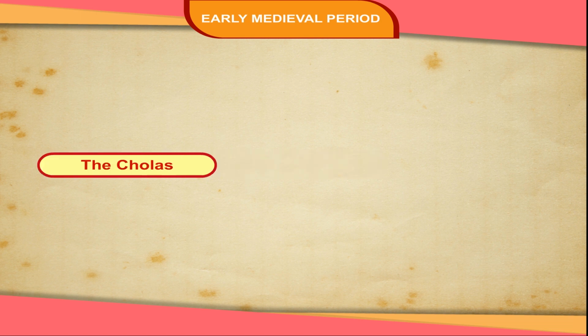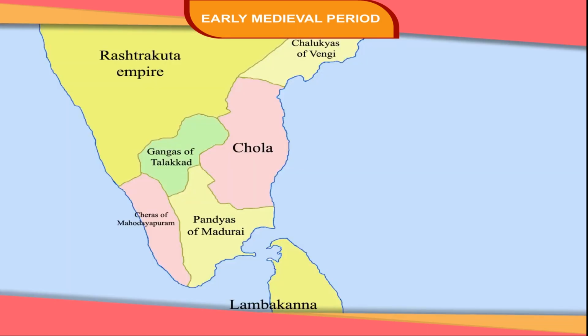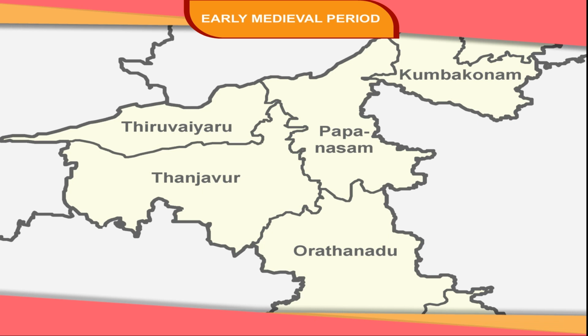The Cholas. The Chola kingdom was the strongest empire in South India between 800 to 1200 CE. Their capital, Tanjavur, was a beautiful city of palaces and temples.